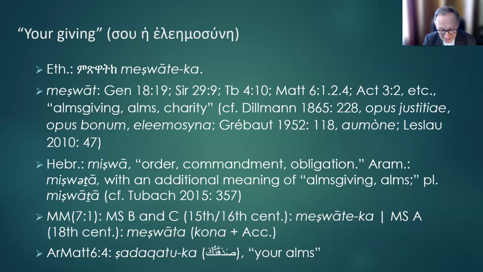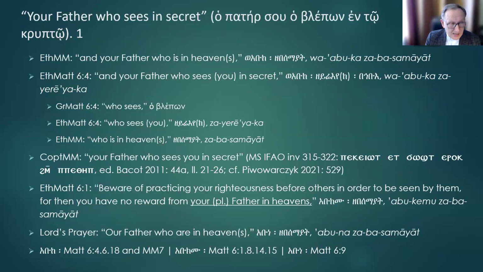The Arabic Gospel text, however, reads tzedekatuke, meaning your alms or your charity. Nevertheless, a mixed origin for the entire passage remains a possibility. The second significant alteration of the biblical text, consistently attested in all three Ethiopian manuscripts of the miracles, reads, "And your Father who is in heavens."